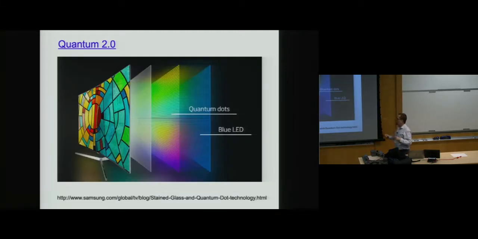And so here's an example of where this is being used now. Latest generation of HD TVs use quantum dots for their color spectrum. Okay? So that's Quantum 2.0 technology.